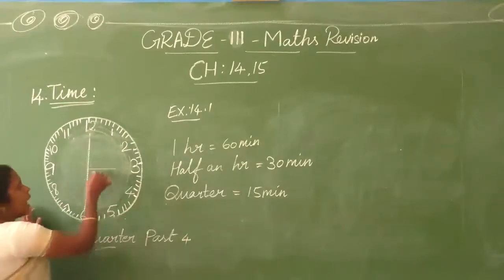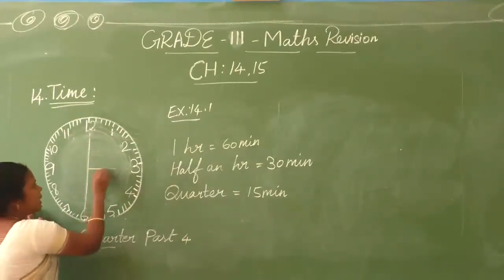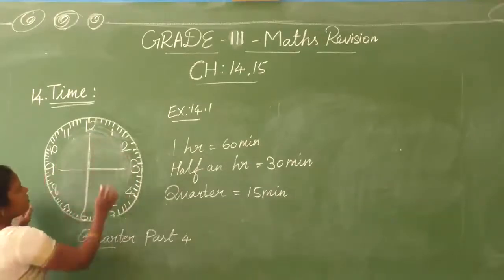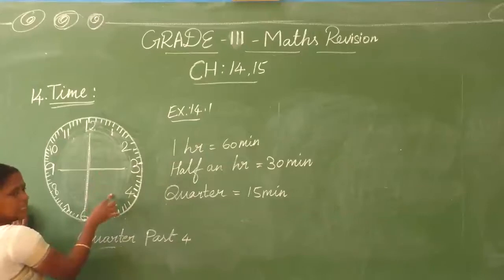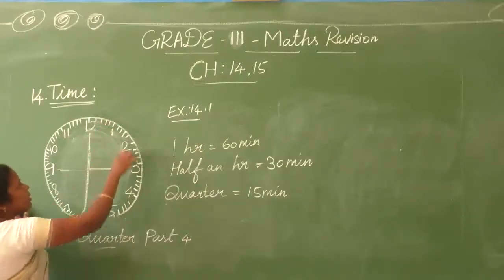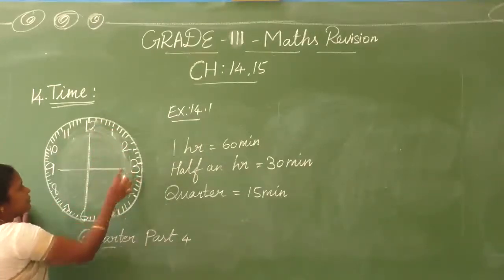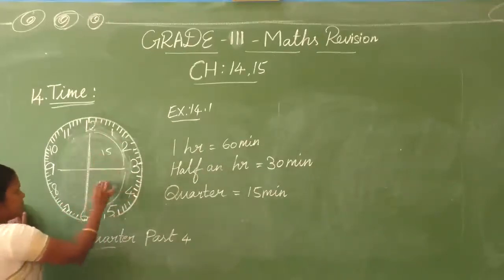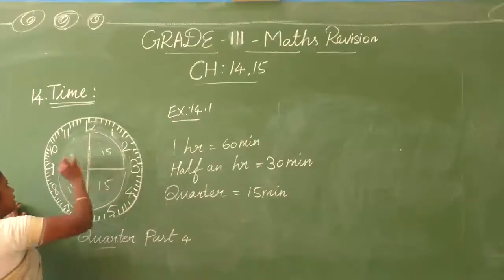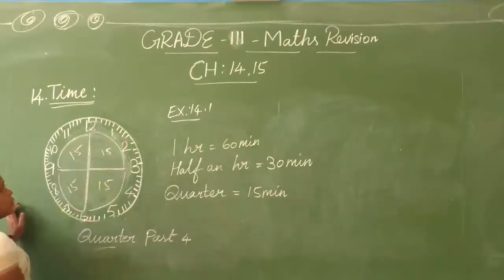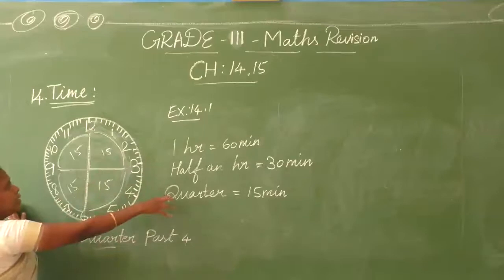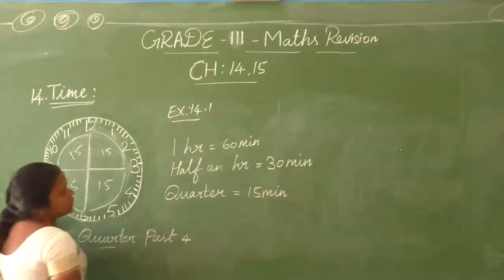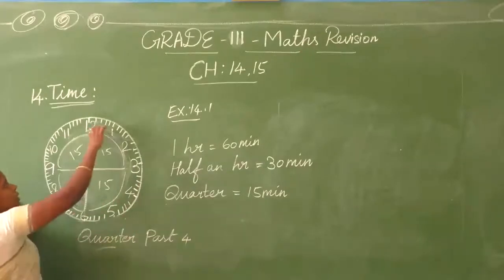Understood? Each half I am cutting into 2 pieces. In this half I cut, at that time 2 pieces came. Here each part is 15 minutes. This is 15 minutes, this is 15 minutes, this is 15 minutes. Clear? So each part is called a quarter. So a quarter is equal to 15 minutes.